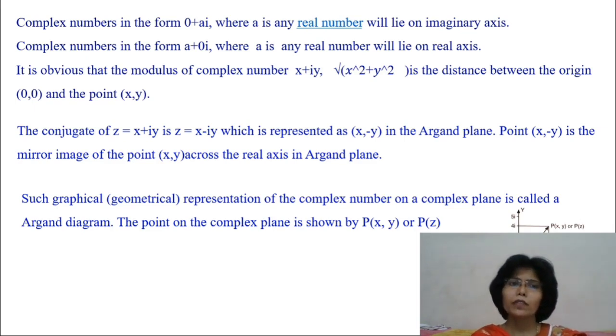The conjugate of z equal to x plus iy is z bar equal to x minus iy, which is represented as (x, -y) in the Argand plane. The point (x, -y) is the mirror image of the point (x, y) across the real axis in the Argand plane. Such a geometrical representation of the complex number on the complex plane is called an Argand diagram, and the point of the complex plane is shown by the point P(x, y), or P of z.